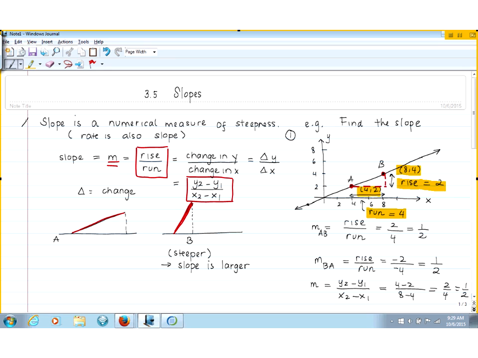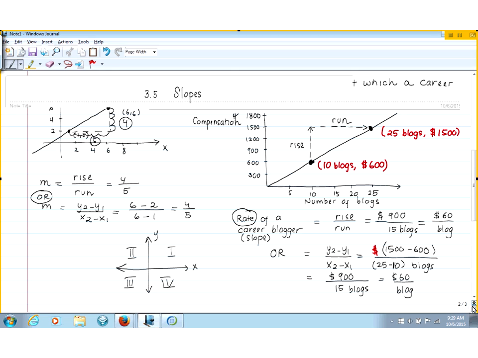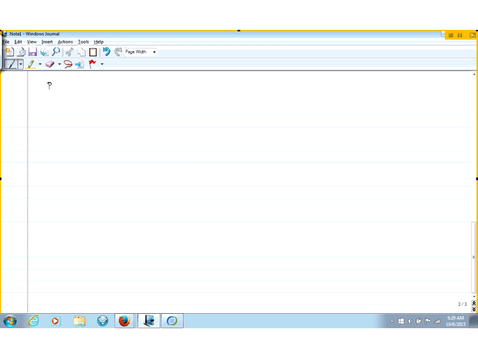So did I label them as A, B before? Let's see. Oh, so can I label this as A, please? So A, the definition of slope. So A, definition of slope. So now B, horizontal and vertical line.